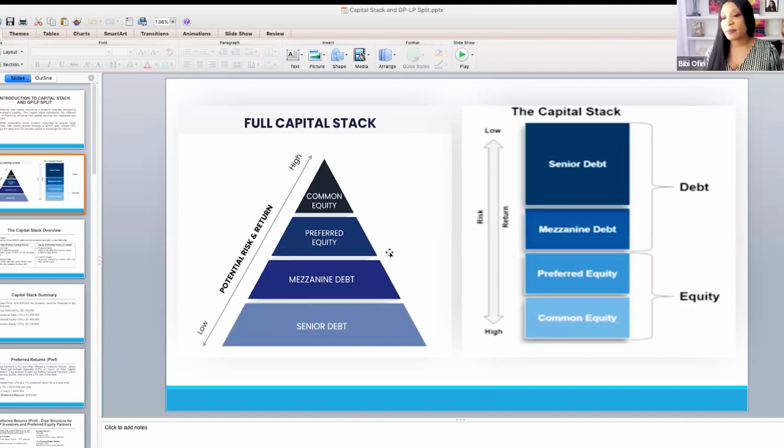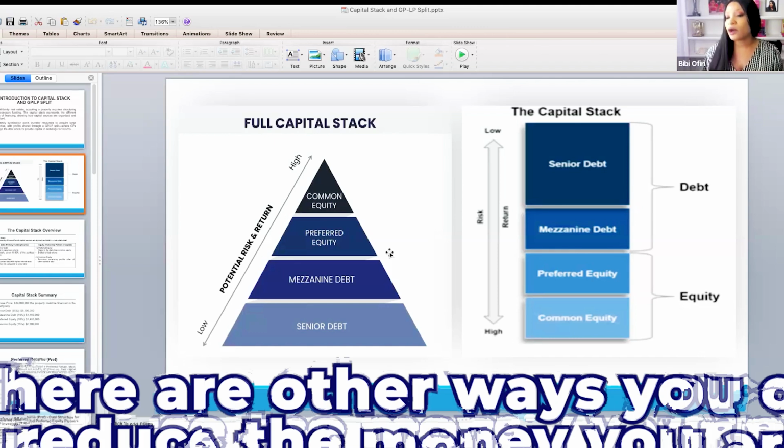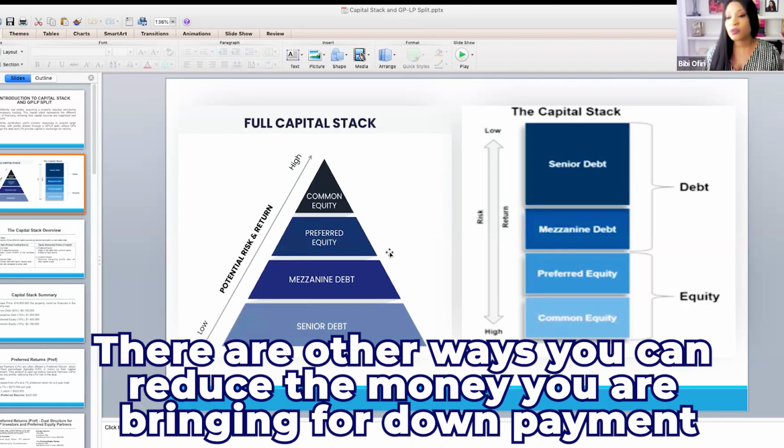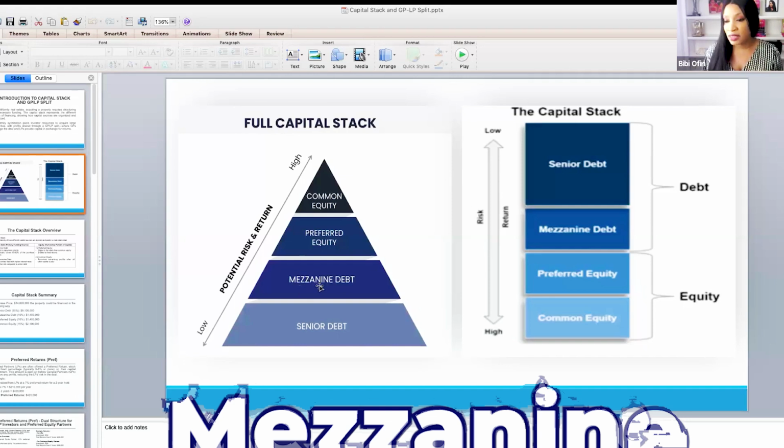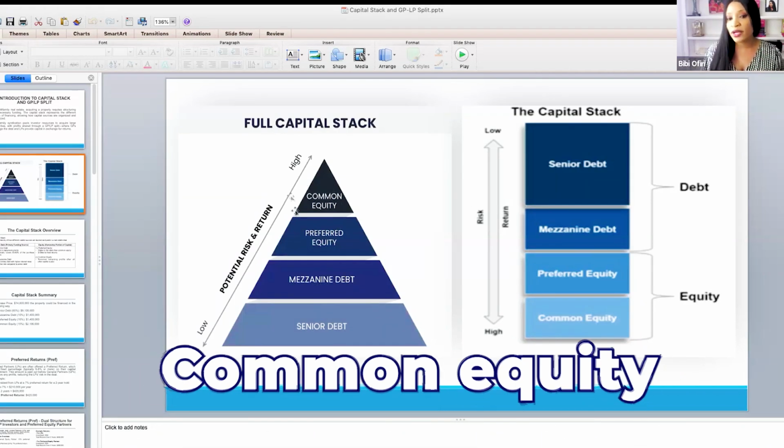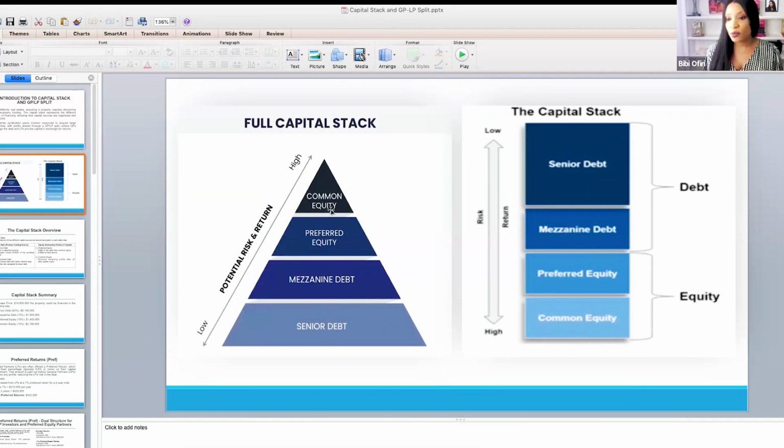But some people just do the bank and bring the down payment. There are other ways you can reduce the money you're bringing for down payment and ensure that this deal is profitable to you. And we have the mezzanine and we have the preferred equity. Common equity is the one you bring down, or your GPs or your team members, your LPs. That is what is called the common equity. So I'm going to explain this further down the line.